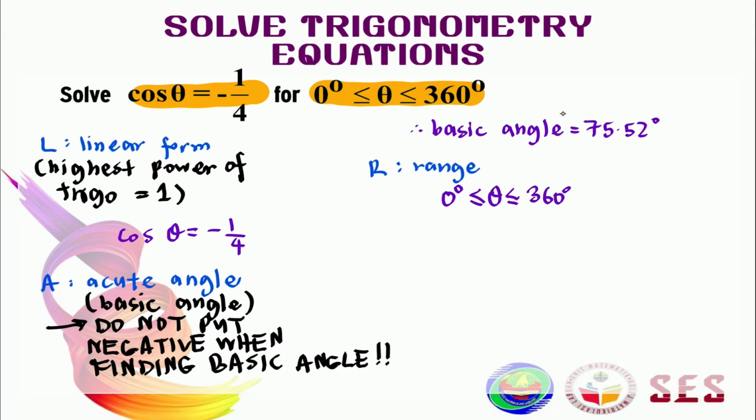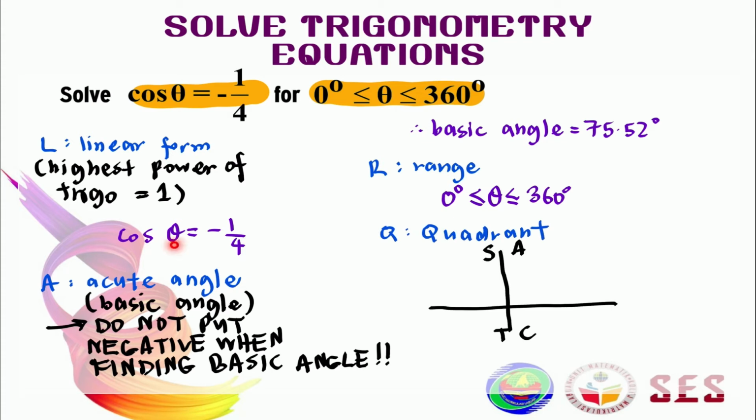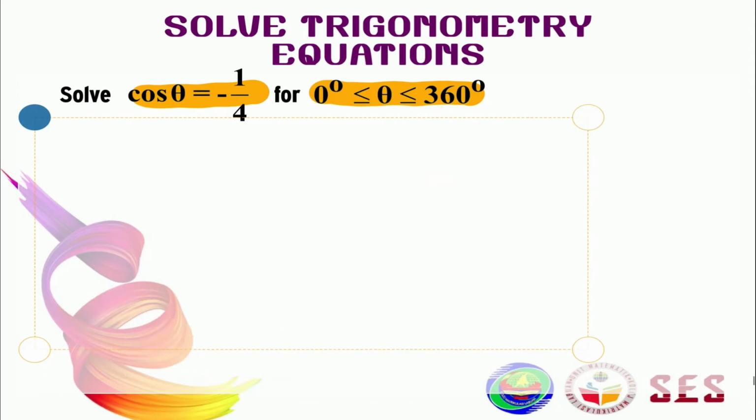Next, the fourth step. In the fourth step, we need to find Q, which is quadrant. For this, we need a Cartesian plane with a sketch. Because this theta has a negative value for cos, that means the angle could be in the second quadrant or the third quadrant. So let's put the basic angle in the second quadrant and the third quadrant here. This is 75.52 degree and this is 75.52 degree as well. I'll put this to the side.